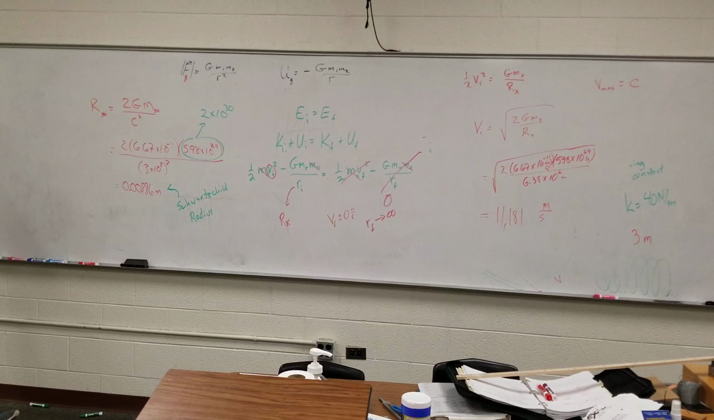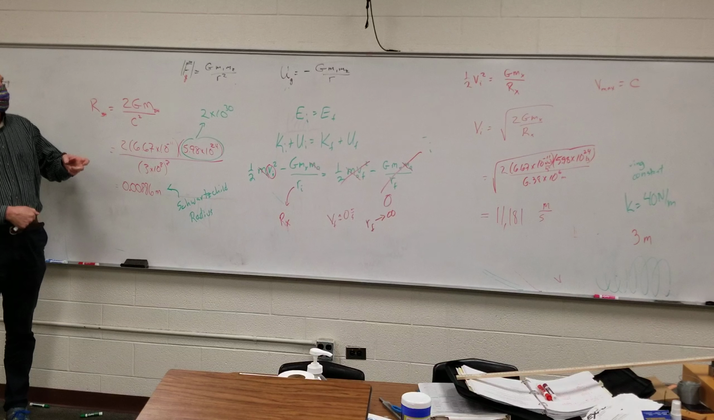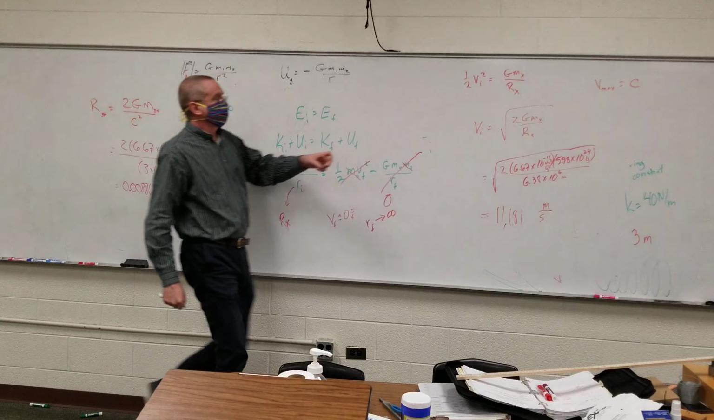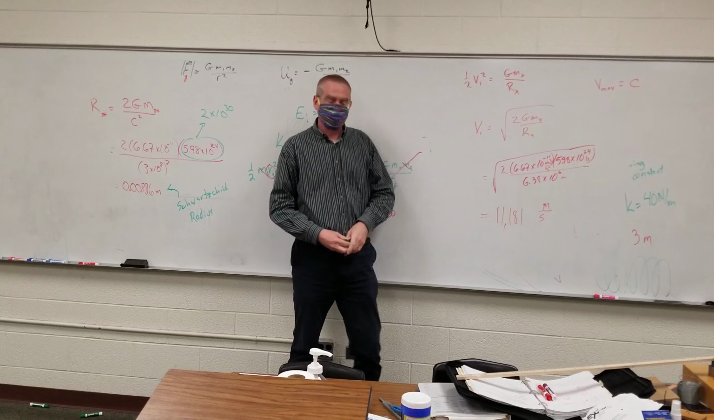Okay, question. Since the radius of the Earth is much bigger than 0.00886 meters, the escape speed is bigger than the speed of light. No, smaller, because the radius is bigger. As R gets bigger, the speed gets smaller. Okay, gotcha.